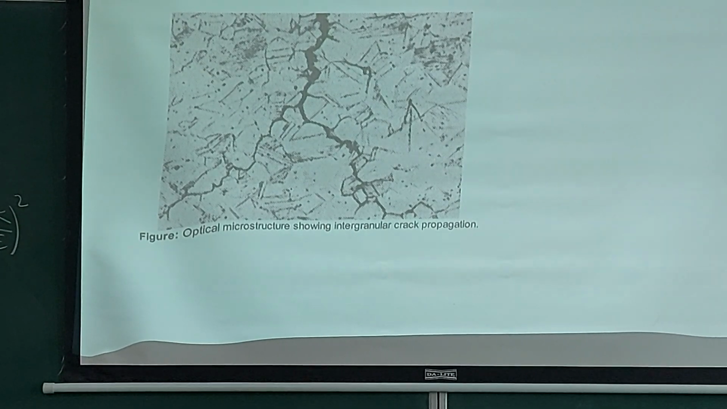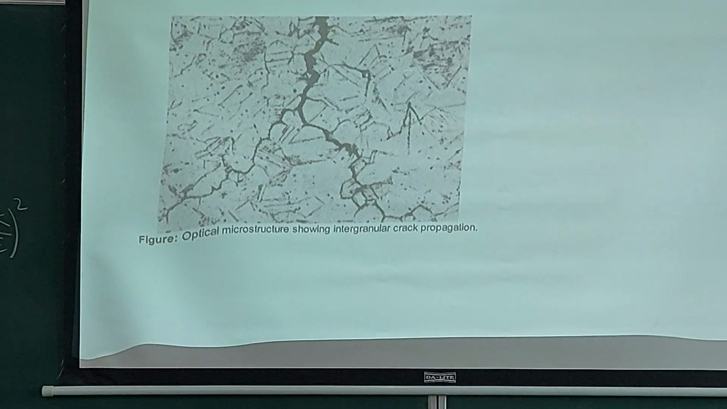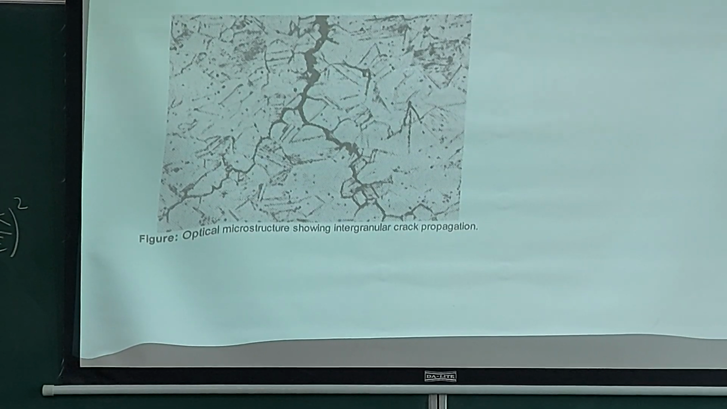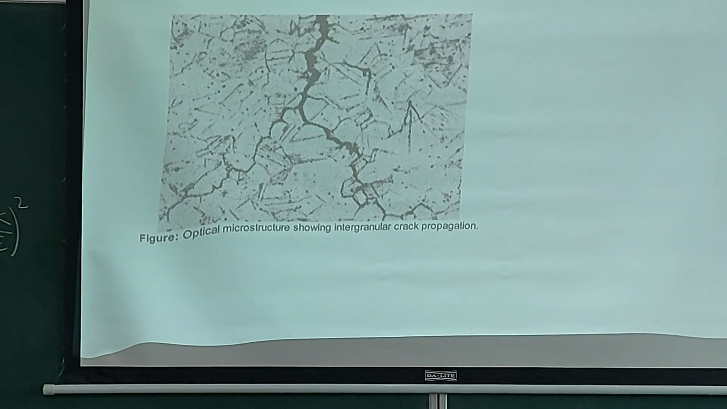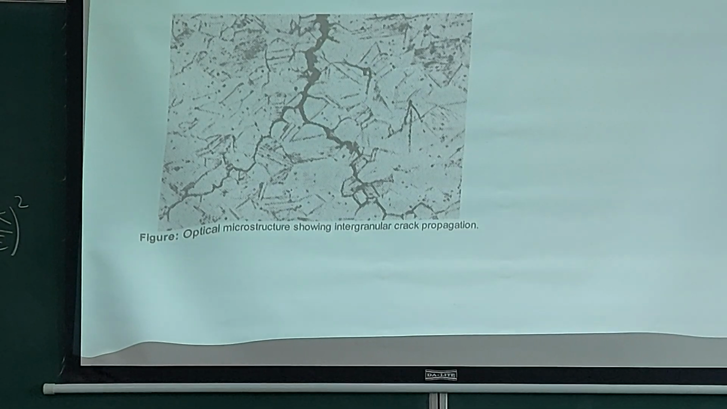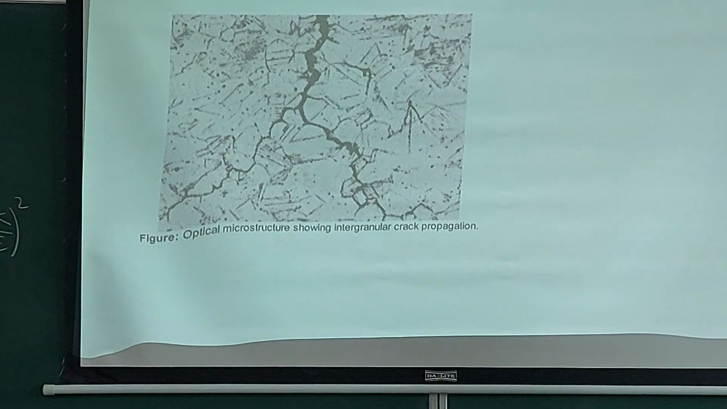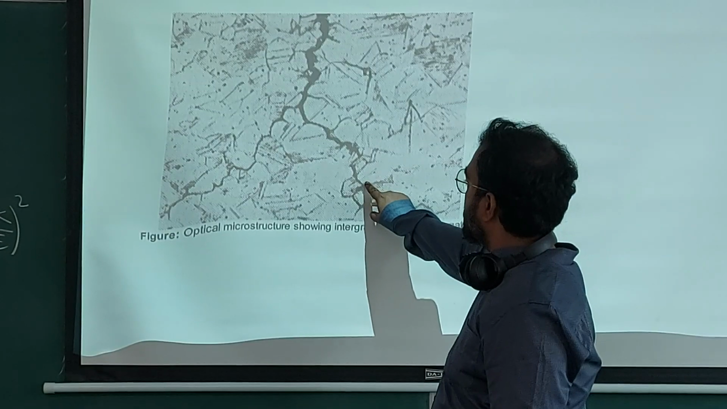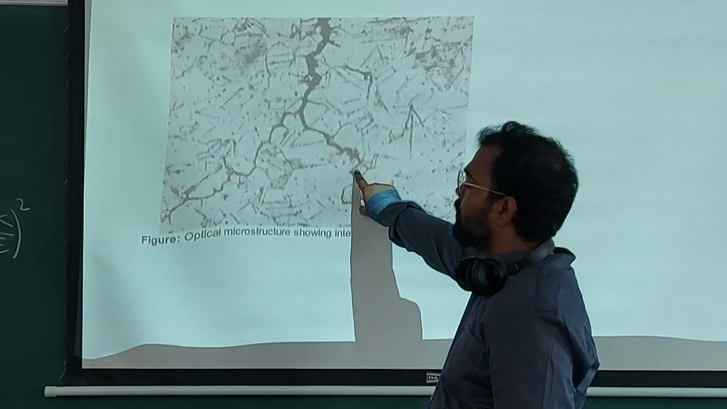Intergranular fracture also happens when you have carbides forming at the grain boundary, for example chromium carbide formation, where chromium is absorbed from the surrounding area. Okay, so all the chromium and also carbon will go to the grain boundary.